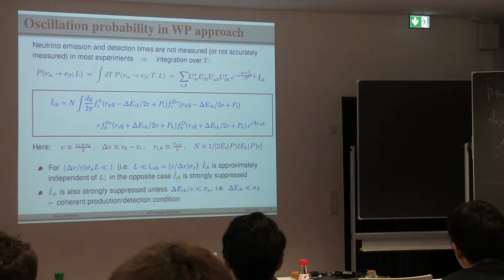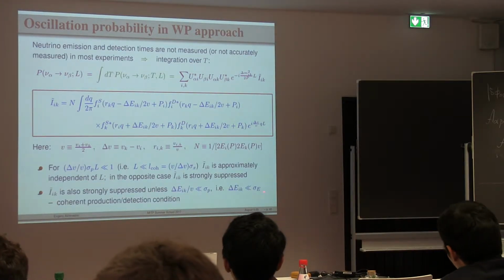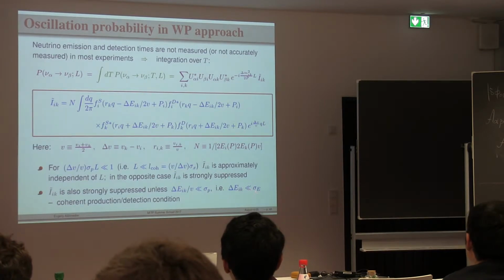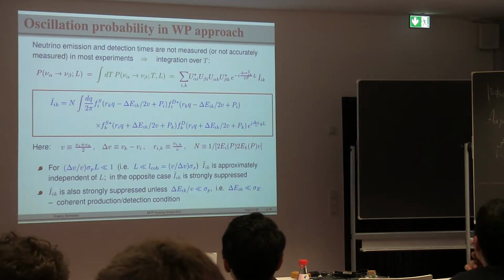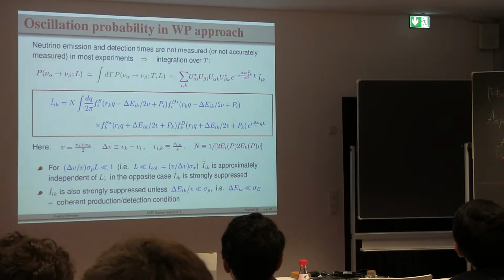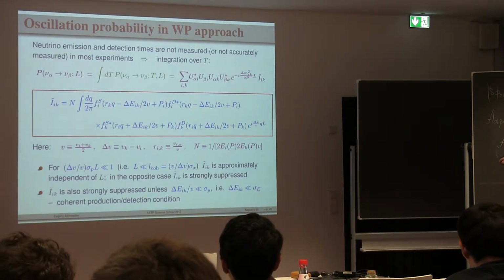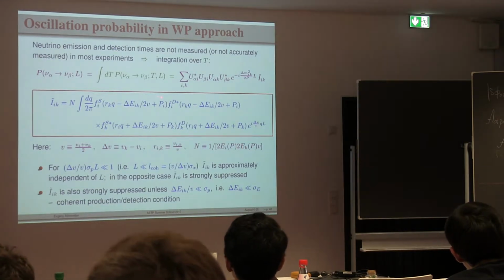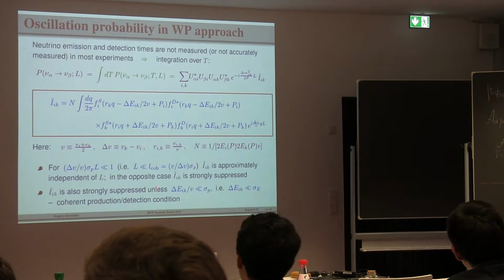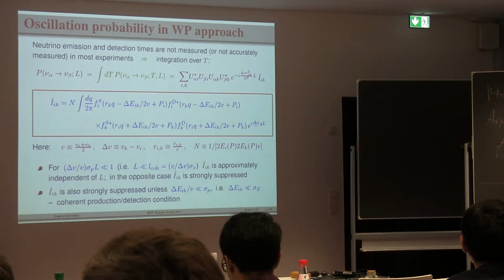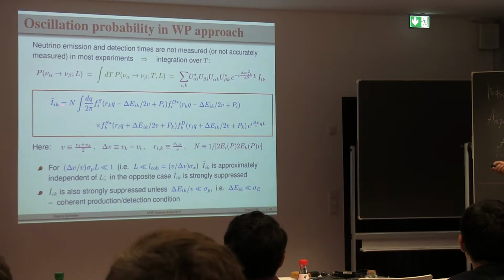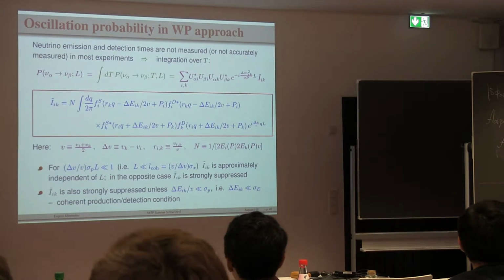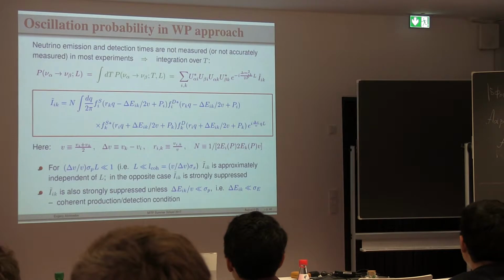Okay? And if we write this condition, we again get the condition that delta energy is much smaller than sigma E, which is the production and detection coherence condition. So you see that it's not just a qualitative argument. From the accurate and rigorous calculation, we get the same result. And it immediately follows from this formula. Now, if this condition is satisfied, if it is much less than 1, then all the energy dependence disappears, and this integral is just a constant. And this is when we get the standard oscillation formula, when both production detection coherence and propagation coherence conditions are satisfied.